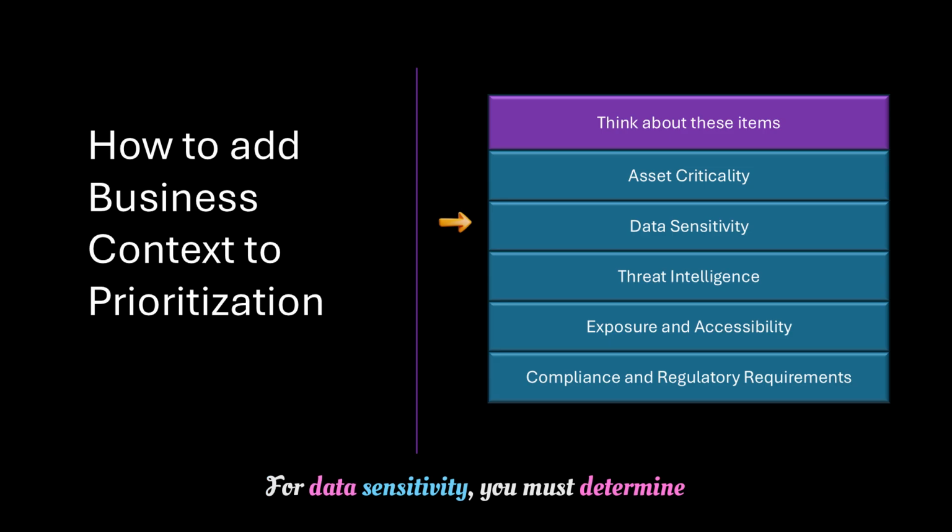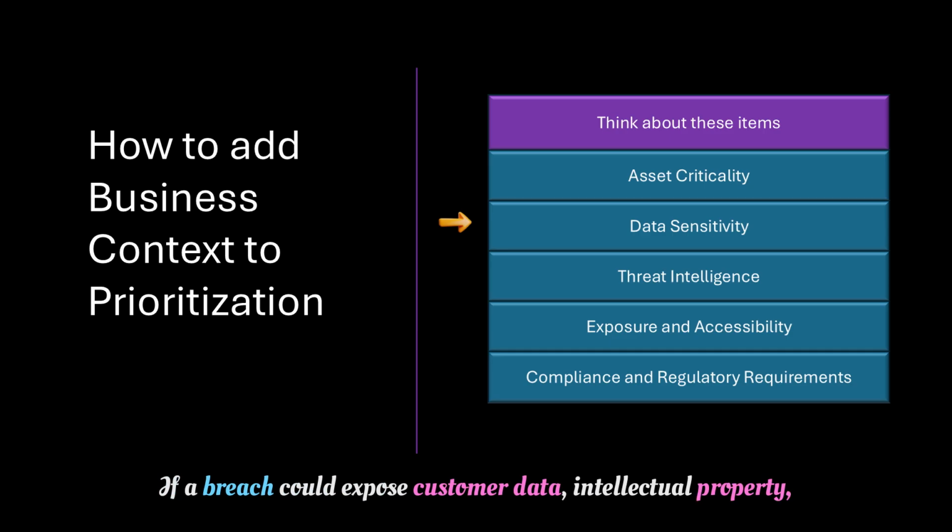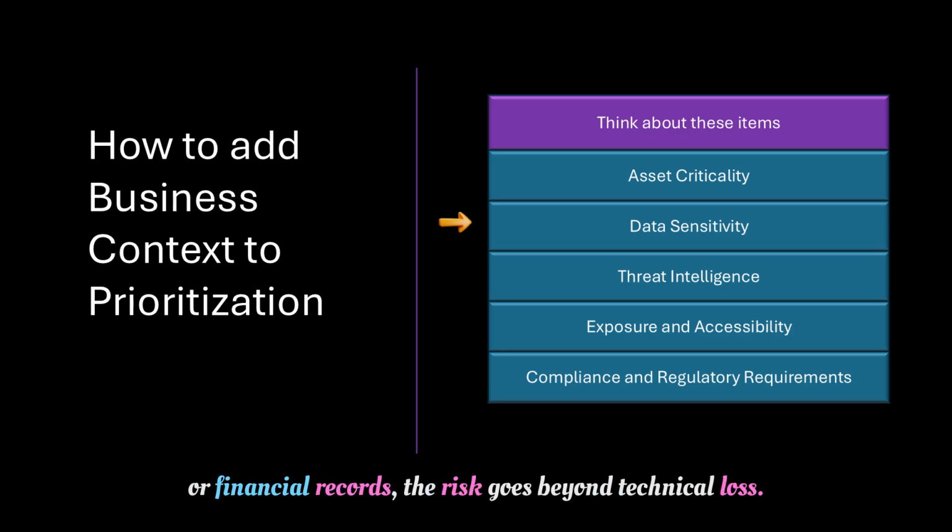For data sensitivity, you must determine whether the system stores or processes regulated, personal, or otherwise sensitive information. If a breach could expose customer data, intellectual property, or financial records, the risk goes beyond technical loss. It becomes a legal, reputational, and operational crisis. High-sensitivity assets always deserve higher priority.